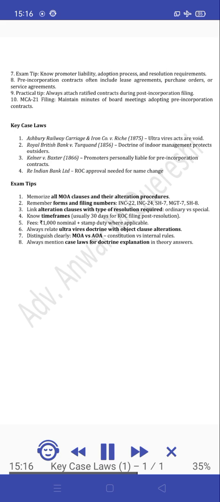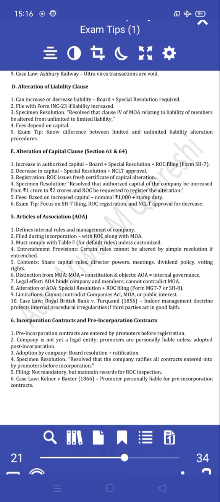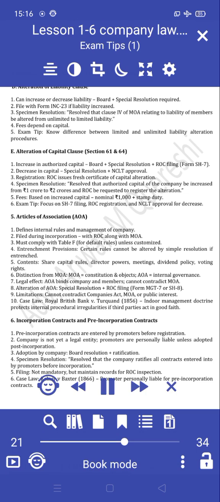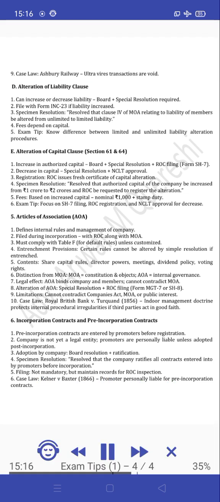2. File with form INC 23 if liability increased. 3. Specimen resolution: Resolve that clause IV of MOA relating to liability of members be altered from unlimited to limited liability. 4. Fees depend on capital. 5. Exam tip: No difference between limited and unlimited liability alteration procedures. E. Alteration of capital clause, Sections 61 and 64. 1. Increase in authorized capital: Board plus special resolution plus ROC filing form SH7. 2. Decrease in capital: Special resolution plus NCLT approval.